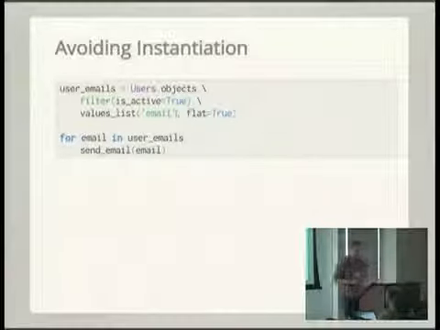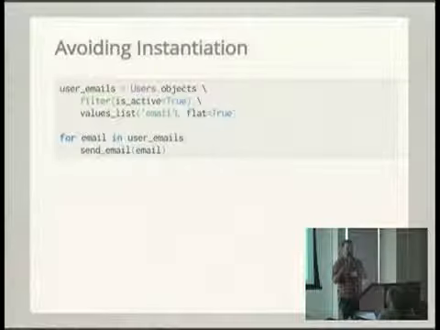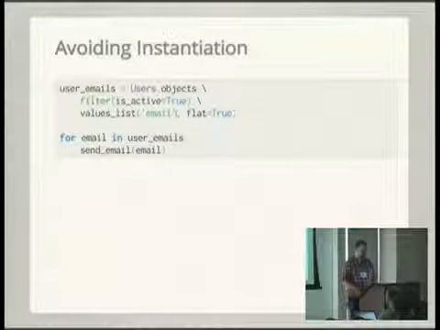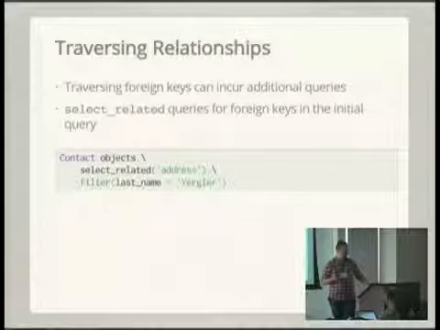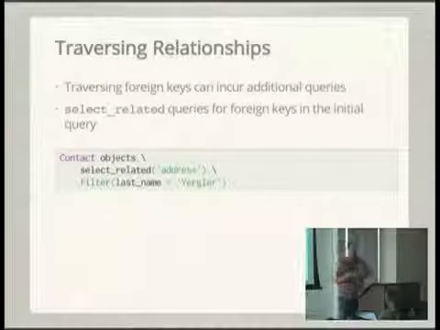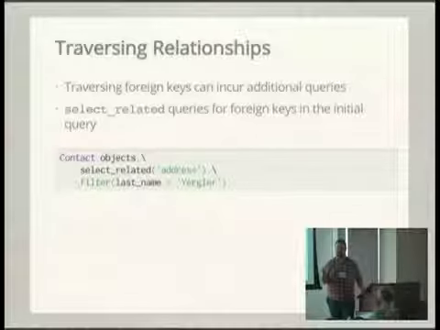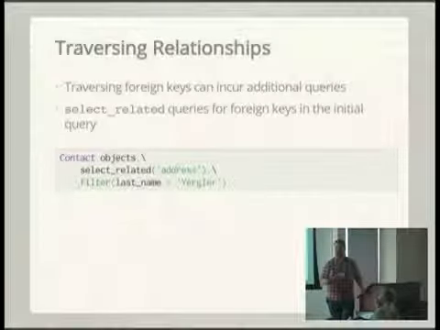Because even if you're only iterating them one at a time, that's a lot of stuff to instantiate right away. Traversing relationships can incur additional queries. So here's an example where, when I go to follow a foreign key, if I don't have that in memory yet, I've got to go get it from the database. So now I'm making 2 queries instead of 1.